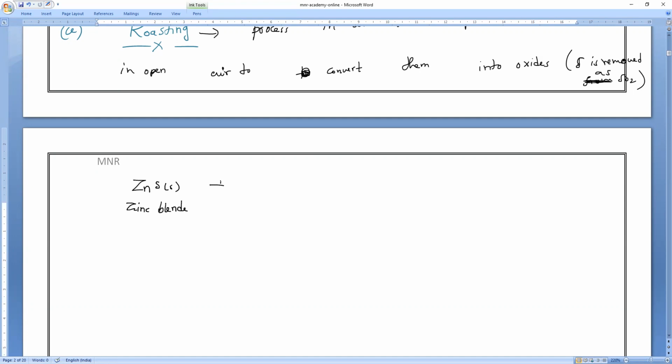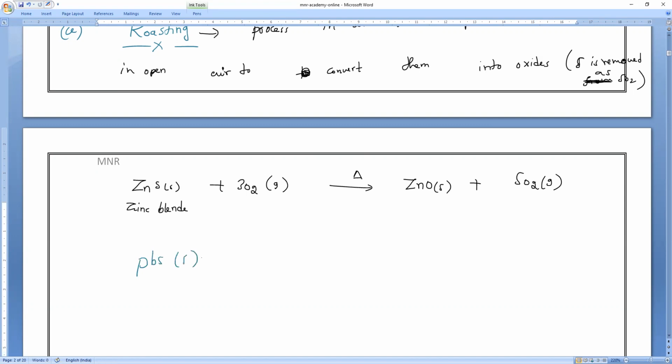Zinc blende, if you heat it in the presence of oxygen, open air, undergoes heating and gives zinc oxide plus sulfur dioxide. I have not balanced it, only oxygen I balanced. Girls, next equation boys will balance.